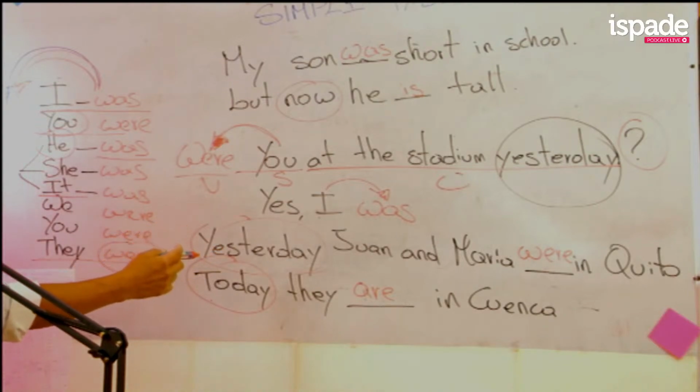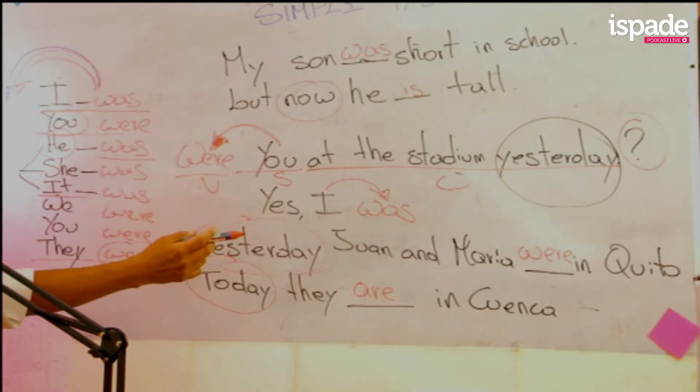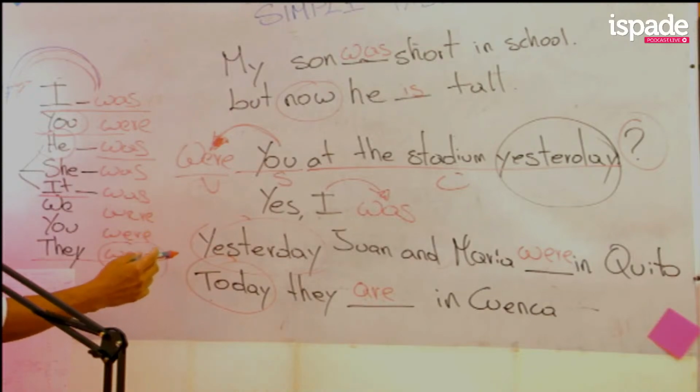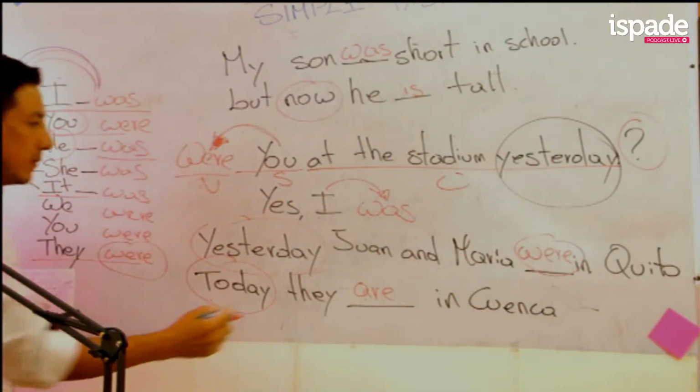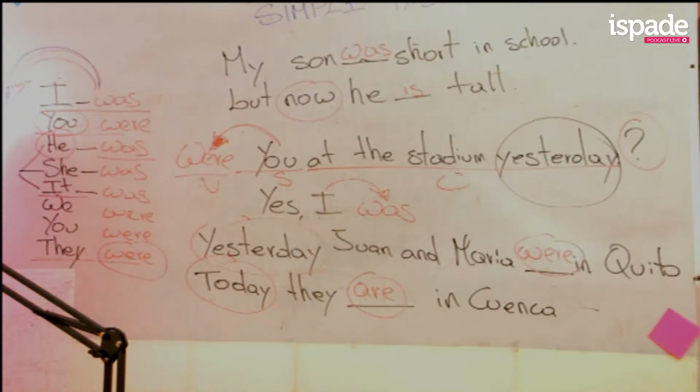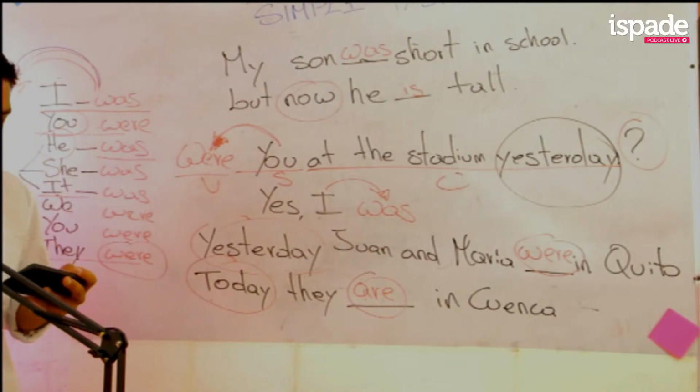So, ayer Juan y María estuvieron en Quito. Hoy ellos están en Cuenca. So, were, estuvieron, pasado, and are, presente. You see? Here we got a combination. Past and present. Okay, I hope you are catching it and you are doing well learning English. Okay, let's see another tense.